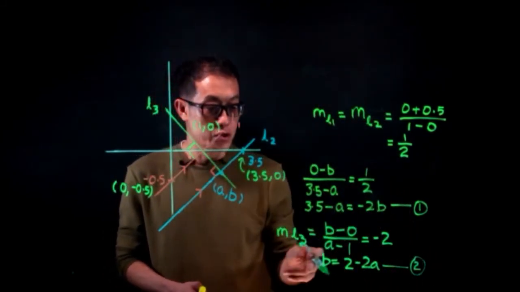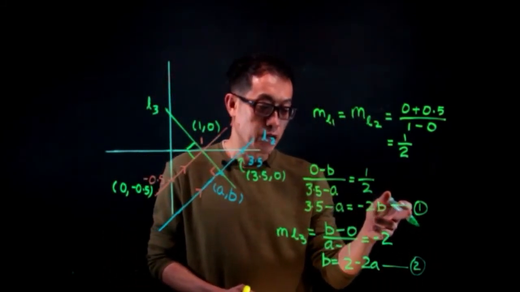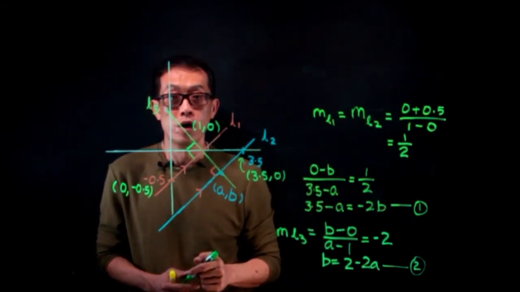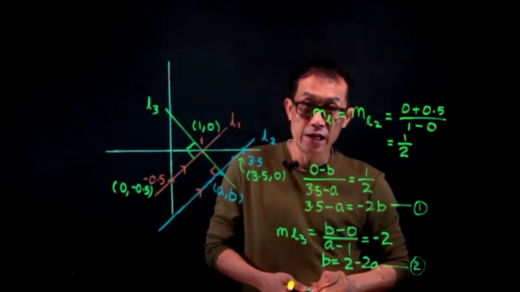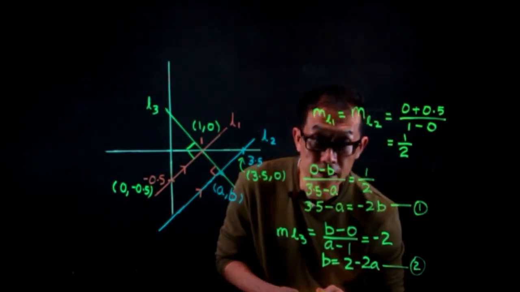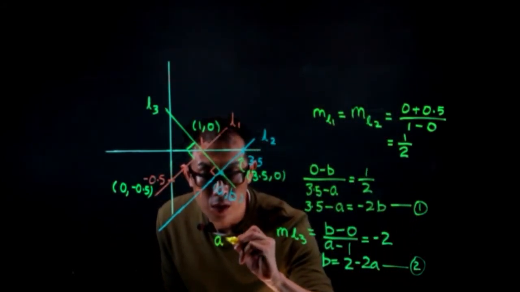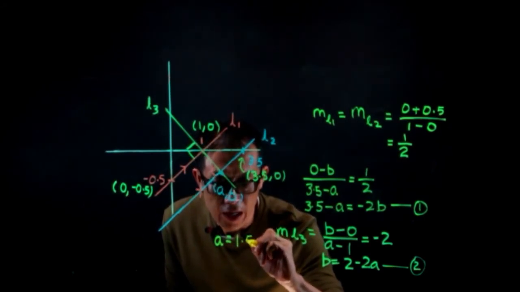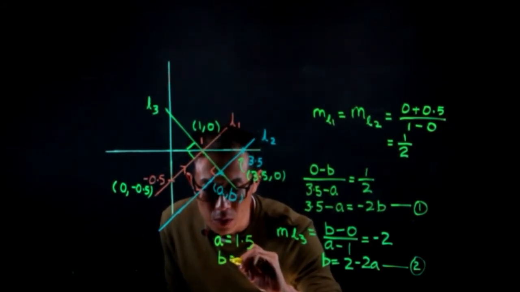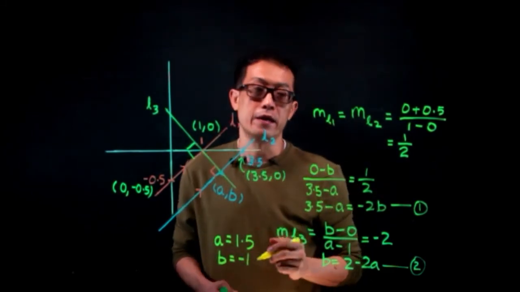Now you can try to solve the simultaneous equations 1 and 2. I leave that to you, and you will find that a is equal to 1.5 and b is equal to minus 1.